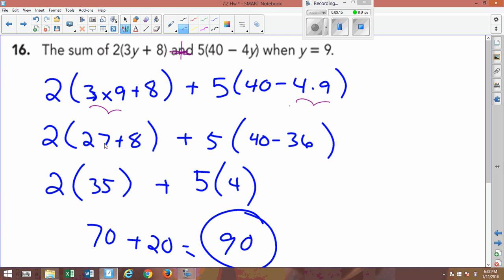Then we do 2 times 27 plus 8, plus 5 times 40 minus 36. I then solved inside the parentheses again. I got 35 for 27 plus 8, and I got 40 minus 36 is 4. I then multiply them out. 2 times 35 is 70. 5 times 4 is 20. Add them together, we get 90.